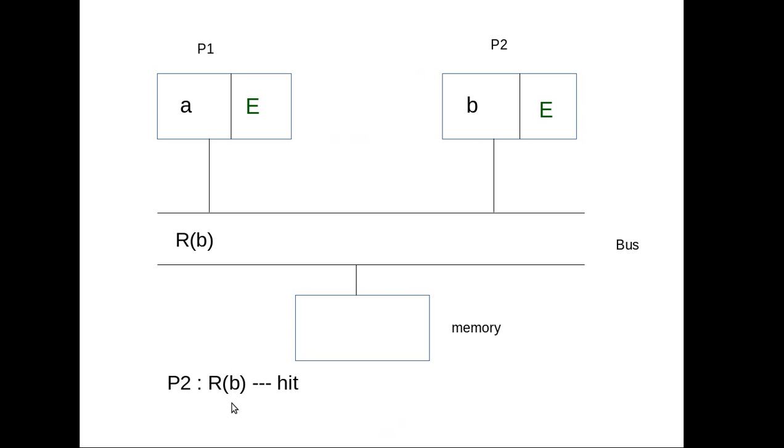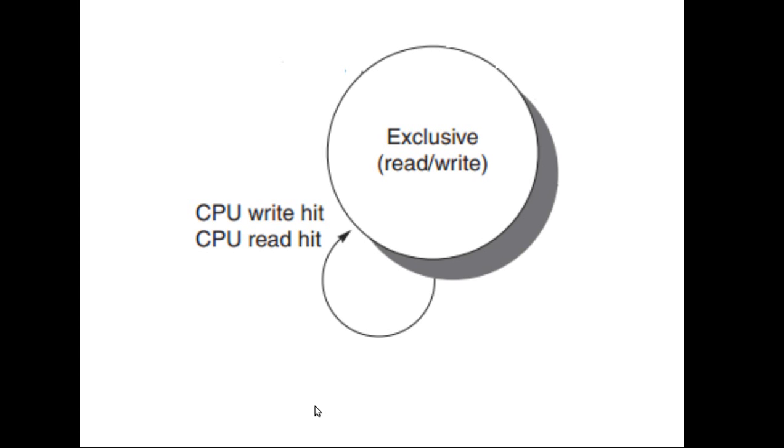Next operation, read B. Actually in P2 cache B is present in exclusive state. In exclusive state we can have both read and write operations. So we can perform read operation in exclusive state, so that read B in P2 is a hit. In exclusive state, read on same data or write on same data is a hit.